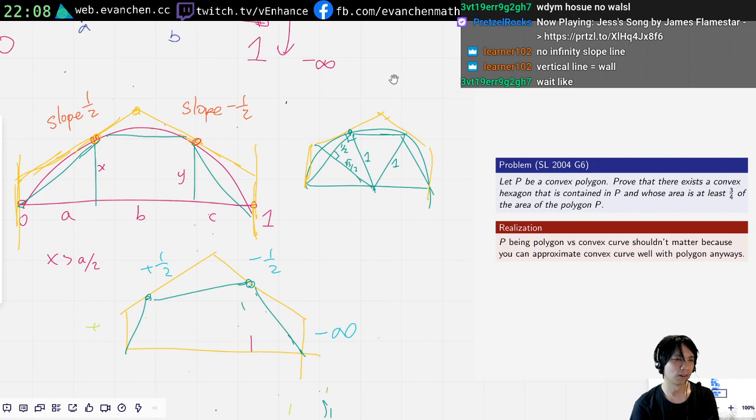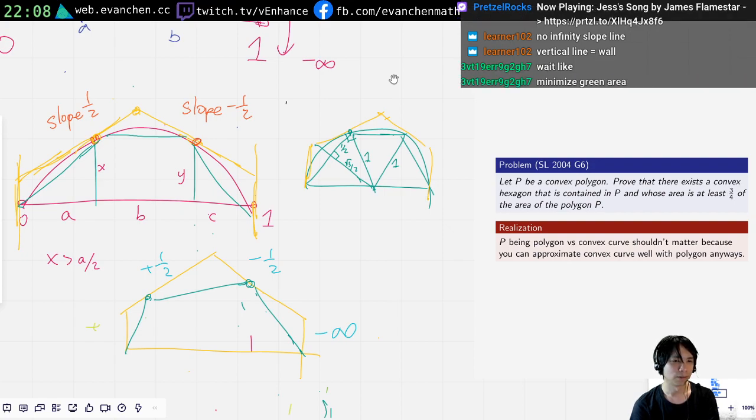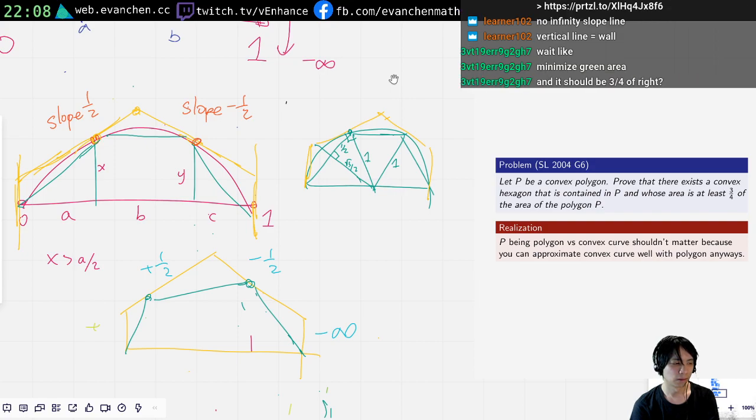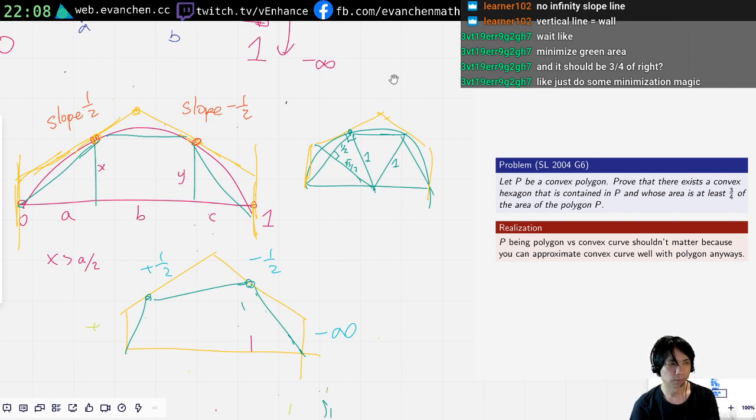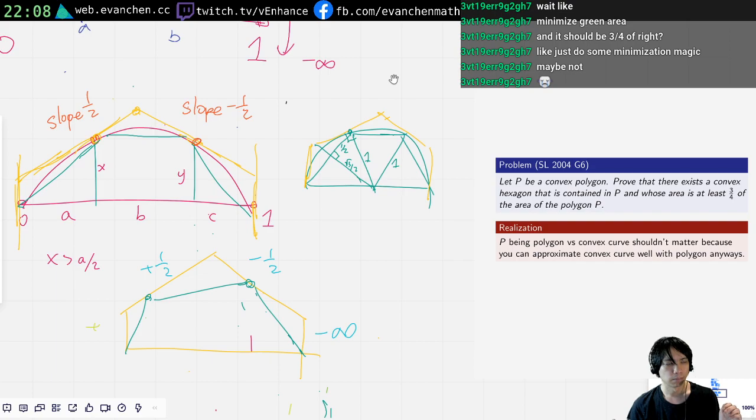So, minimize green area. And it should be 3/4. Well, the point is you start with a curve, and I need to build a house around the curve somehow. But I need to pick the points first. Oh, that's, frick.